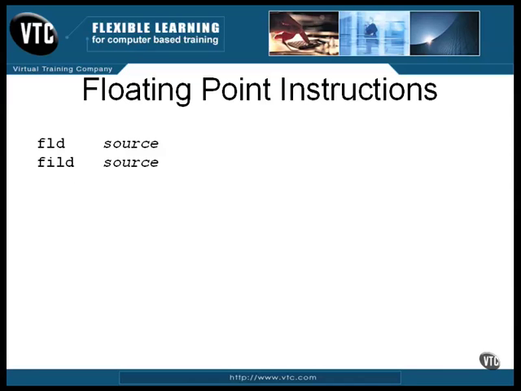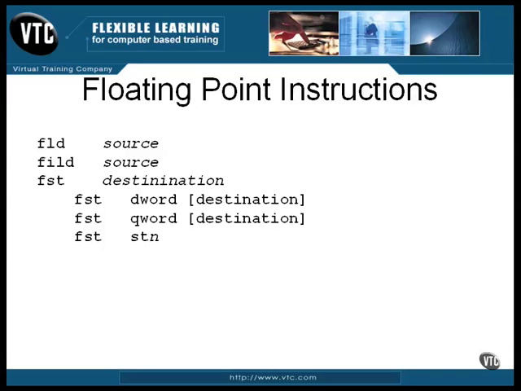And you can go the opposite direction. This instruction copies a value from the ST0 register into the destination. Now the destination can be specified as a double word for a 32-bit floating point number, or a quad word for a 64-bit floating point number, or it can be specified to be one of the other floating point registers, numbers 1 through 7.